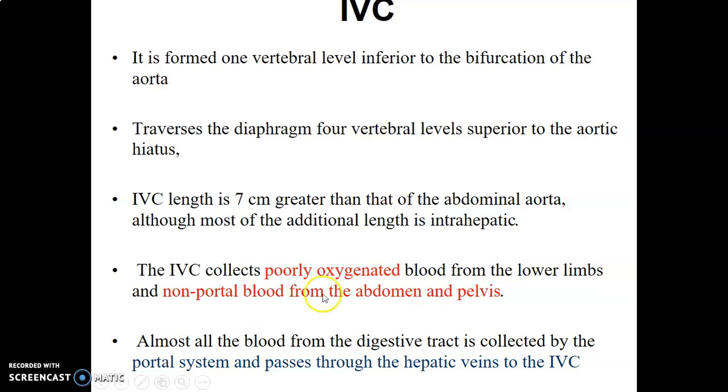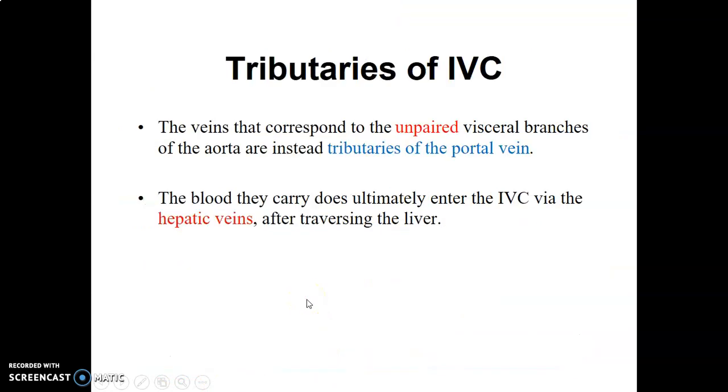Okay. What are the tributaries of the inferior vena cava? They correspond to the unpaired visceral branches of the aorta. These unpaired visceral branches are instead tributaries of the portal vein. So the blood that is carried by tributaries of the inferior vena cava will enter the inferior vena cava via the hepatic veins. Okay, so the unpaired visceral branches.